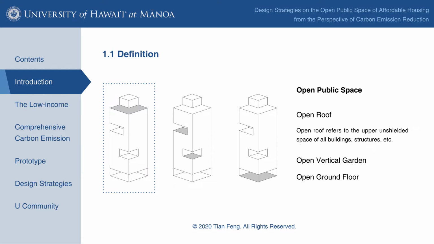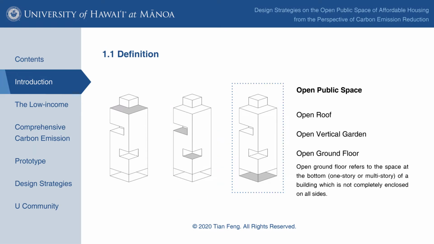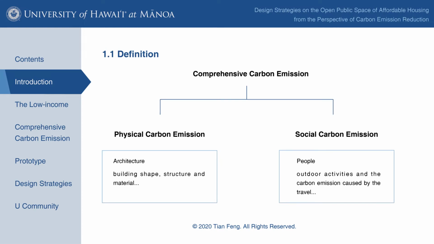Open public spaces refers to the open roof, open vertical garden, and open ground floor. They are basically in-building public spaces that are not completely enclosed on all sides. The carbon emission I estimated in this project is comprehensive carbon emission, including both physical and social parts. Physical carbon emission is based on architecture data, and social carbon emission is about the carbon emission caused by people and their way to outdoor activities.